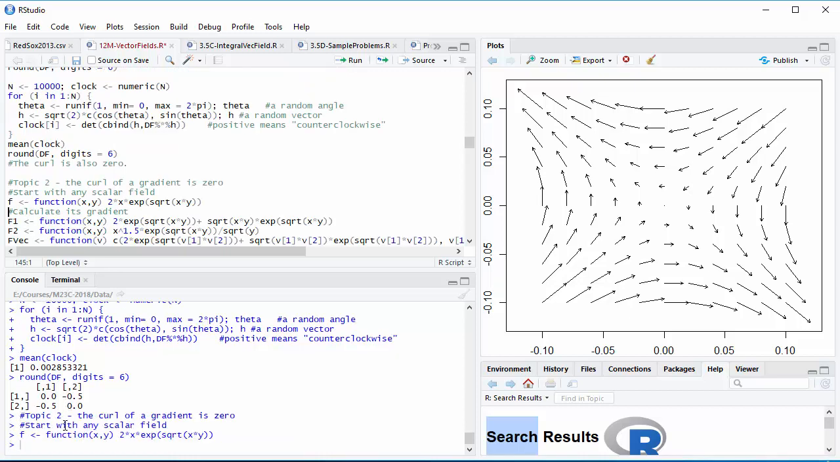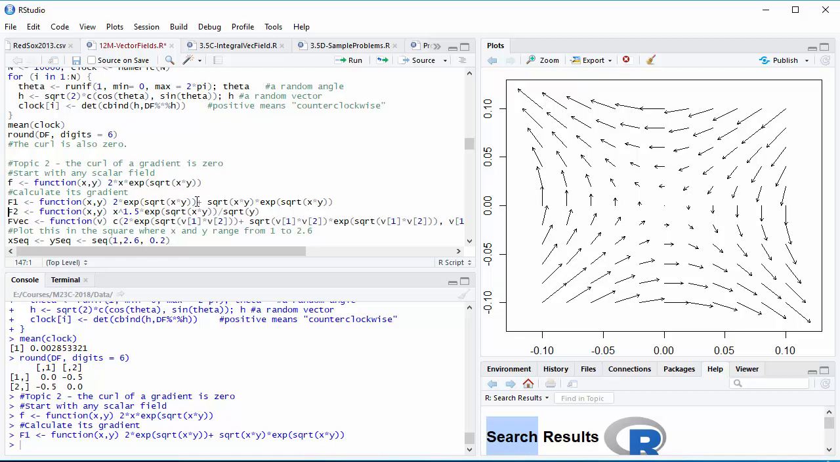One way of making a field whose curl is 0 is to take the gradient of a function. So let's start with a function, a scalar field. This is a function of x and y. It takes 2 times x times the exponent of the square root of the product of x and y. So this is not a sum or product of functions of x and y. It's a rather complicated beast.